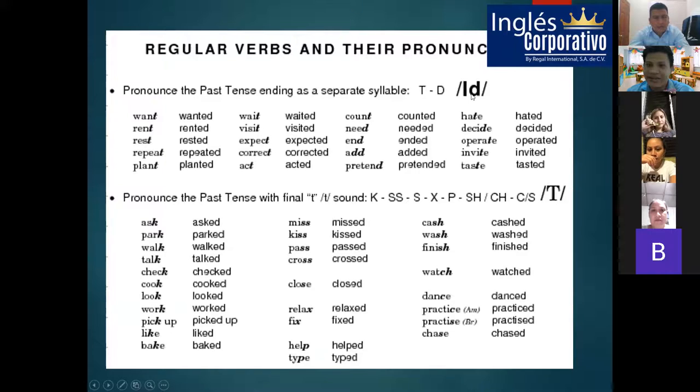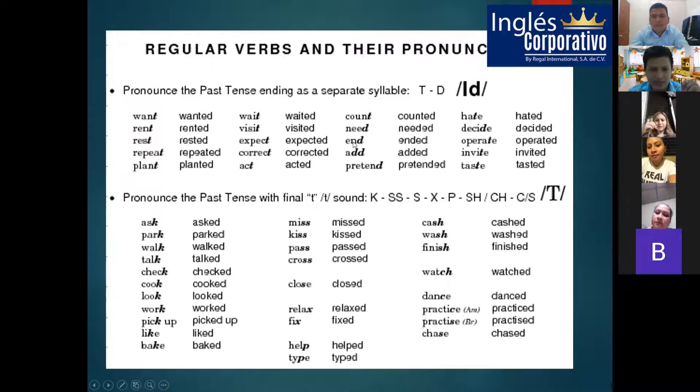Tenemos lo que termina con it. So, todos los verbos que tienen una T o una D at the end. For example, want, wanted. Que ya lo vimos. Another example that we have is hate. ¿Cómo sería este en pasado? ¿Cuál? Hated. Hated. Muy bien.